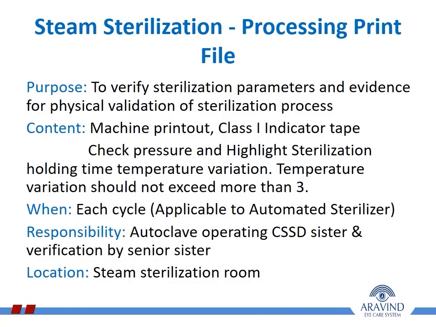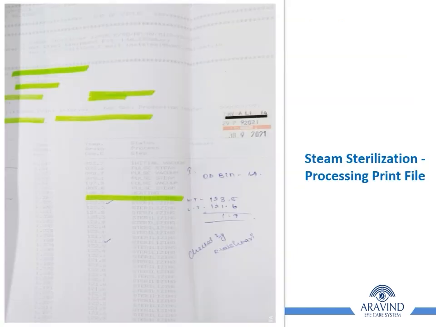Next, the steam sterilization processing print file. This register's purpose is to verify sterilization parameters and provide evidence for physical validation of the sterilization process. It contains machine printout and class 1 indicator tape. The entry is made for each cycle. It is kept in the steam sterilization room. This picture shows the entry of the steam sterilization processing print file.